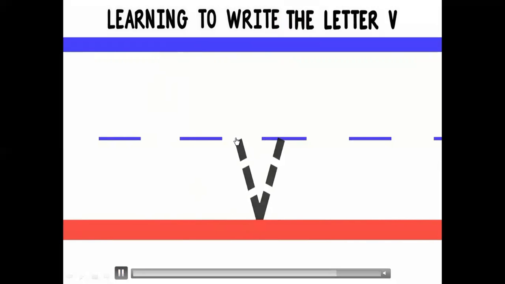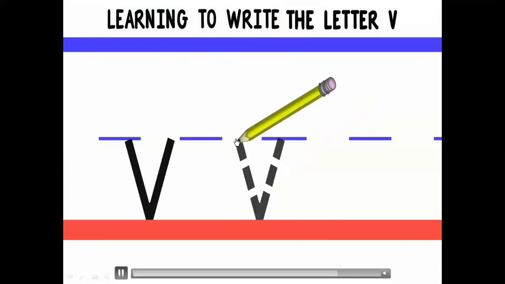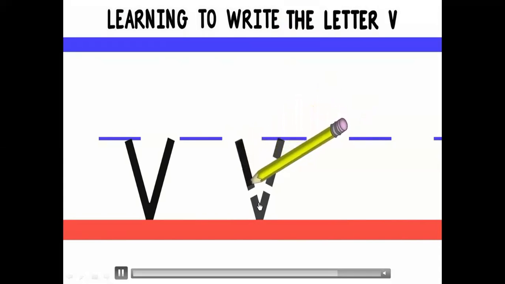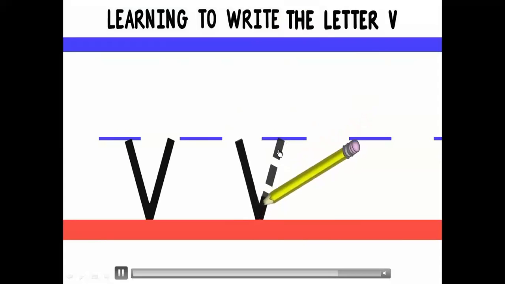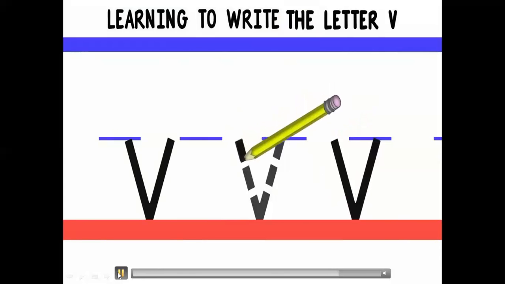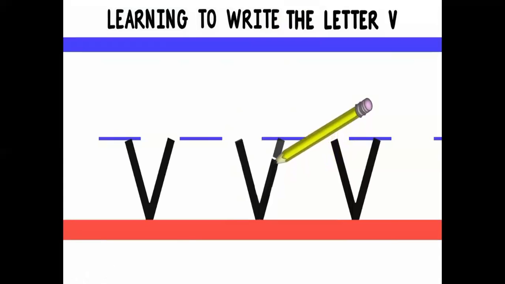A slanting line from the middle to the bottom and then from the bottom to the middle, another slanting line. Well done. Now let's try once more. A slanting line from middle to the bottom and from bottom to the middle, another one. Well done. Now you people try how you will write it. Just drag your pencil. Well done.